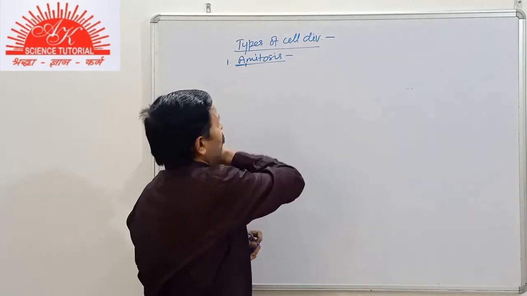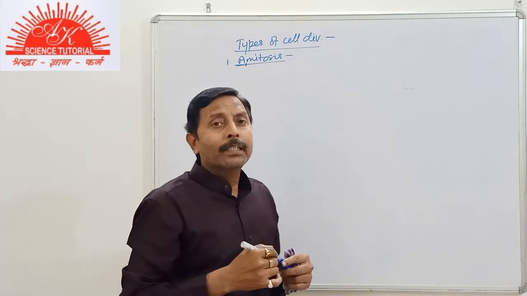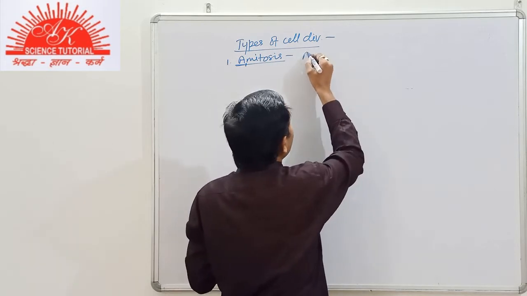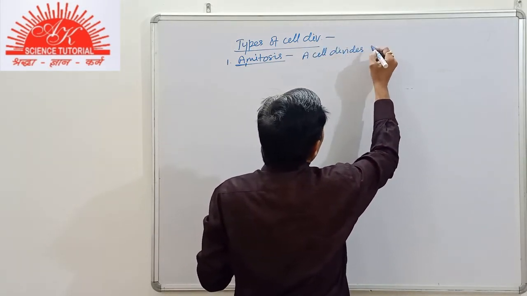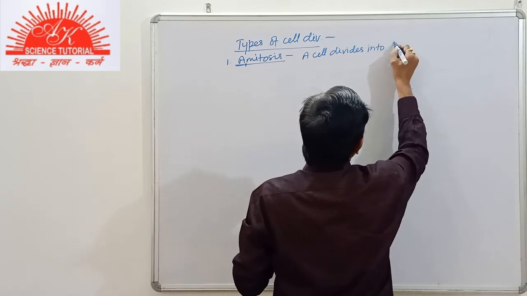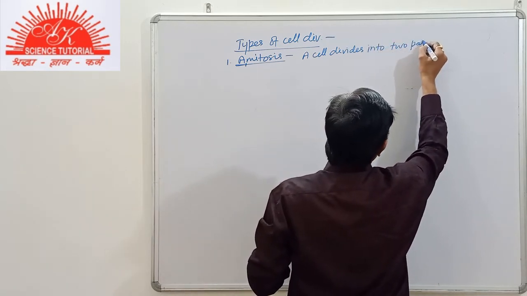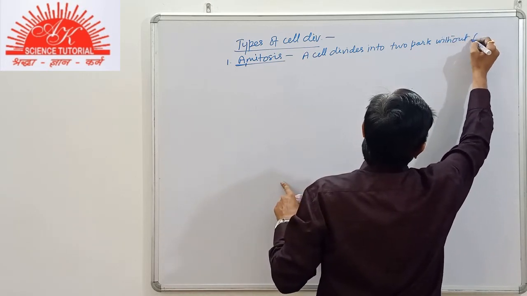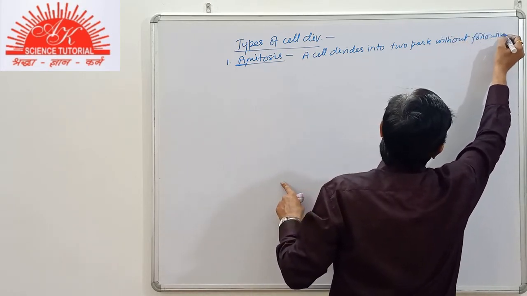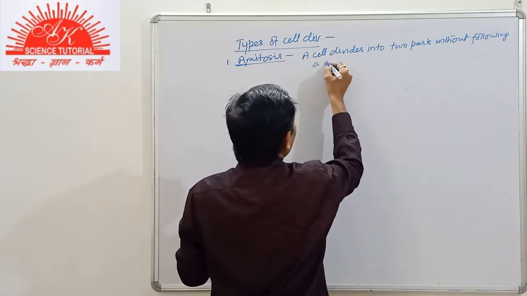Now, amitosis means a cell divides into two parts without following a definite pattern.